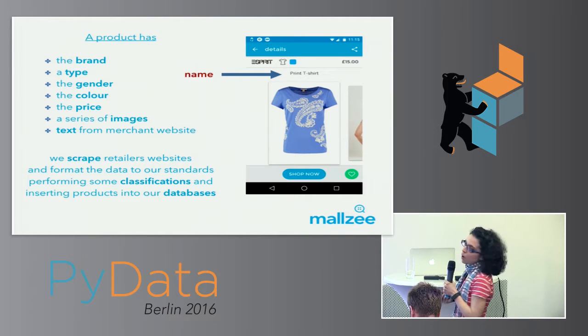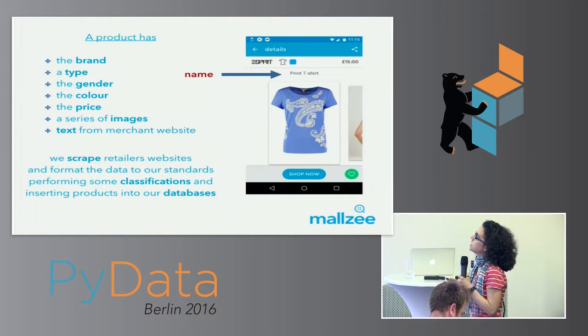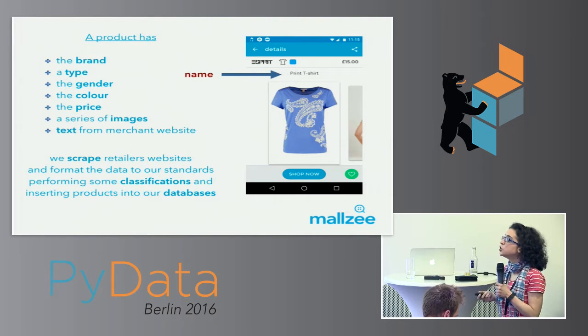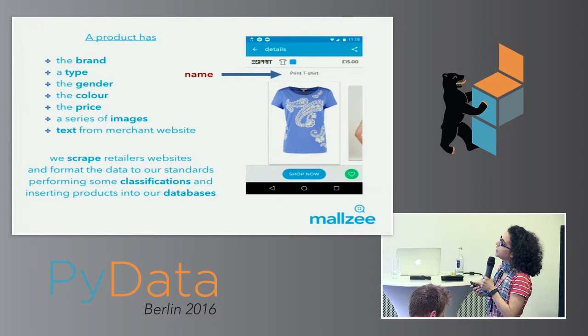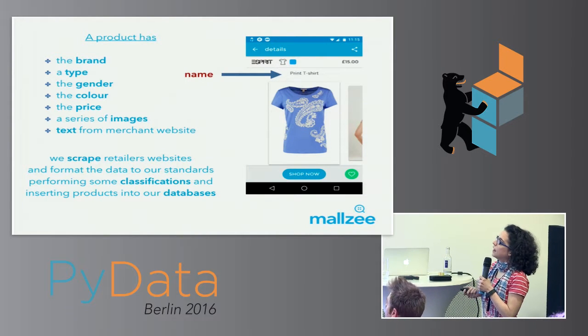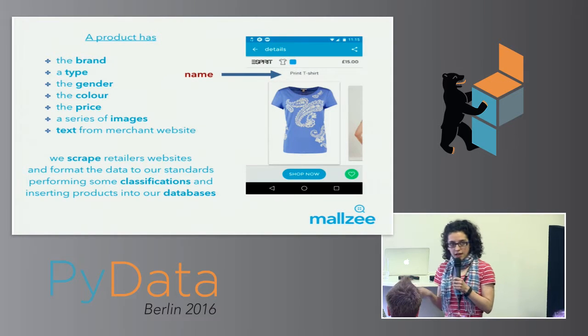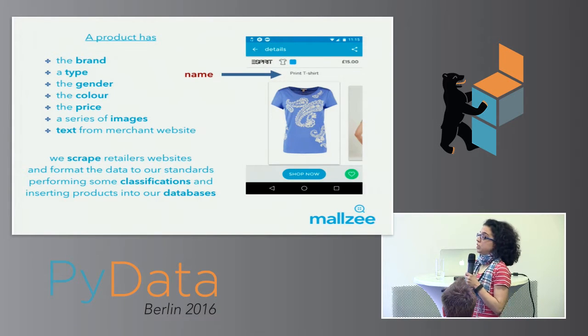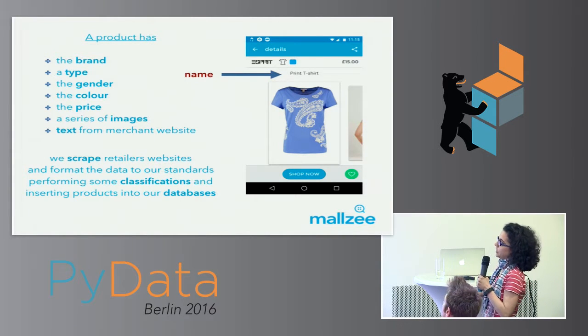This is the image of one product, which is a print t-shirt from this brand here, with this price in this color. So what we have against the product as metadata, which we scrape from retailers' websites, is the brand, the type, which is identified by this icon here, the gender, whether it's female or male, and the color, which again comes from this other icon here, the price at which it's sold. Then we have a series of images coming again from the retailer website, and a full text, really, which encompasses several bits I'm going to describe.